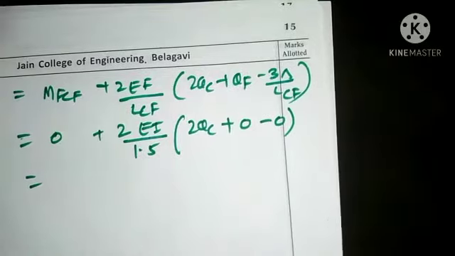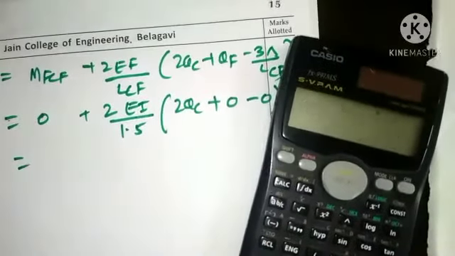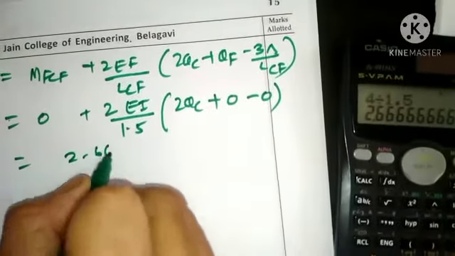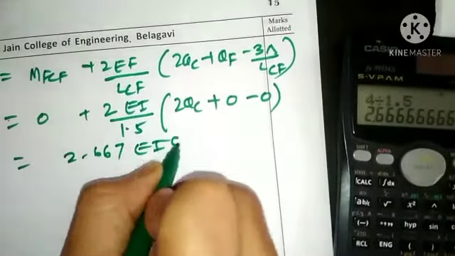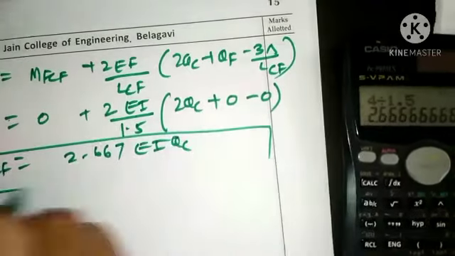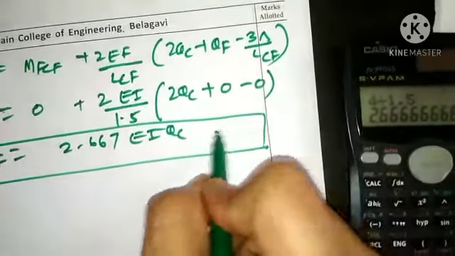So this value shall be 2 into 2 will become 4. 4 divided by 1.5 will be 2.667. So 2.667 EI theta C, which is MCF. And this is equation number 9.